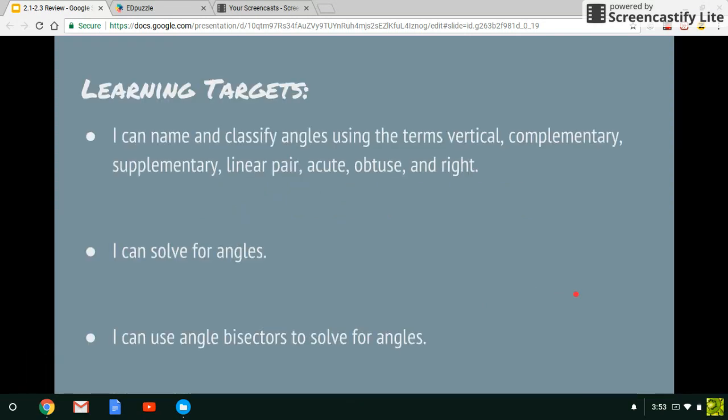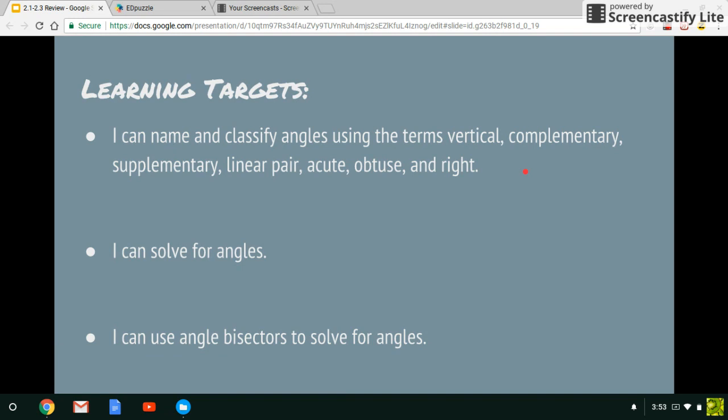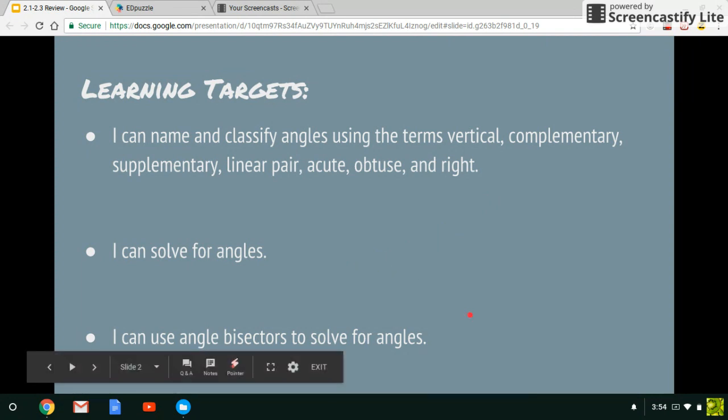So first we have our learning targets. I can name and classify angles using the terms vertical, complementary, supplementary, linear pair, acute, obtuse, and right. So that was kind of our 2.1 target. Then the next one, I can solve for angles, so that was 2.2. And then our last one, I can use angle bisectors to solve for angles. So that was 2.3. So now we know where we're going. Let's get to it.